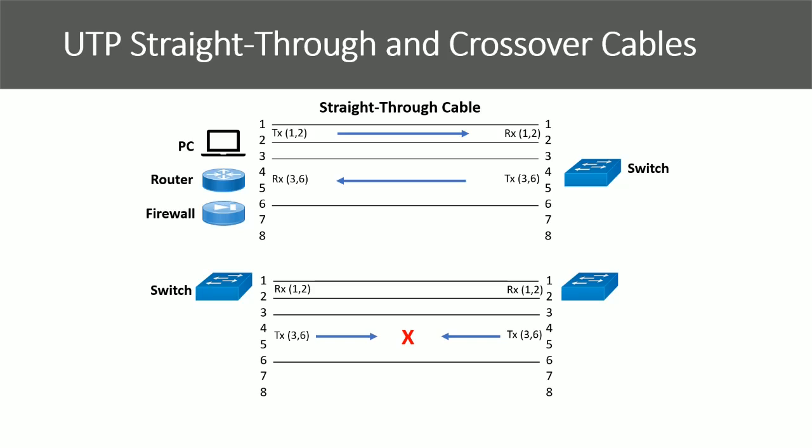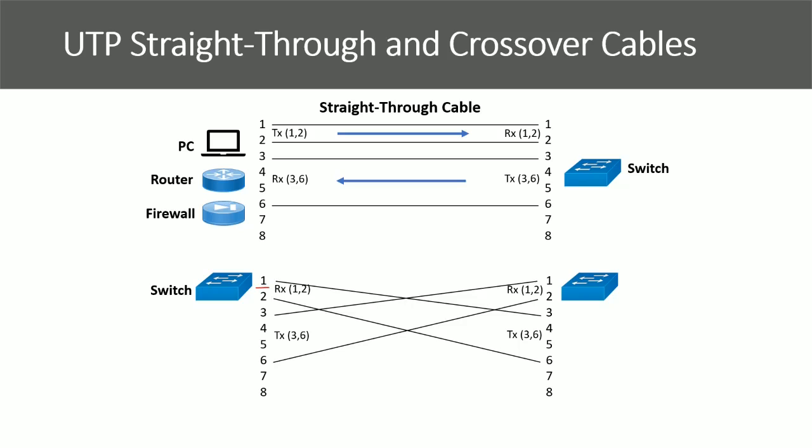To solve this issue, we need to change the pin assignment for this cable. So let's try to connect 1 and 2 to 3 and 6, and 3 and 6 on this side to 1 and 2 on the other side. This way we have TX on one side connected to RX on the other side, and TX on the other side connected to RX on the first side.